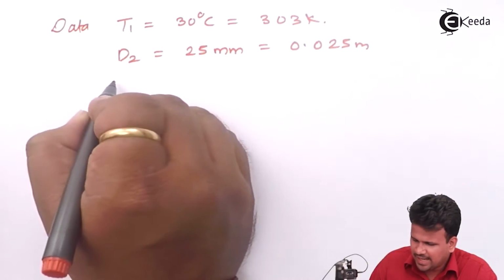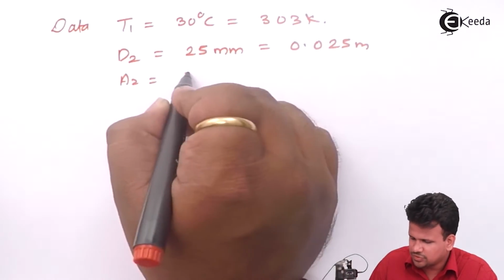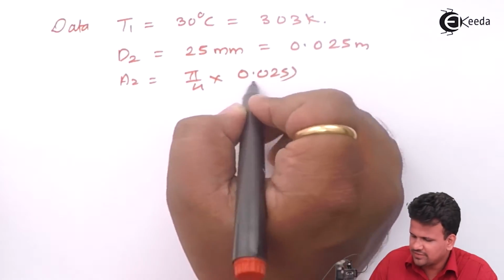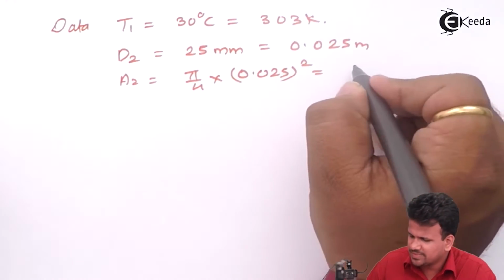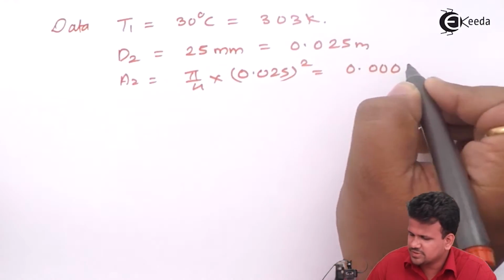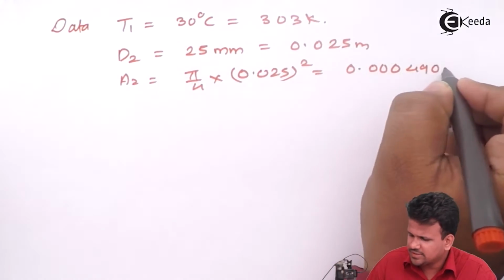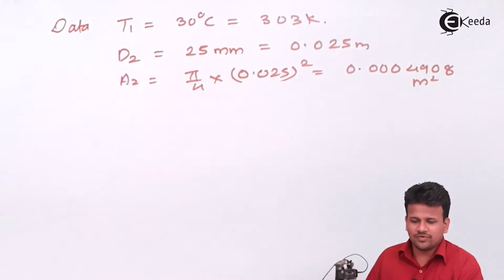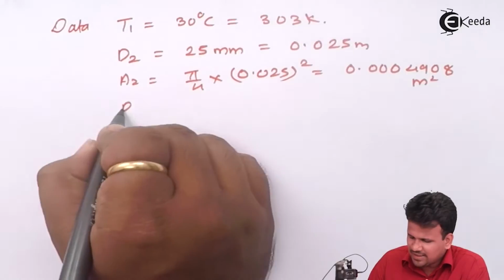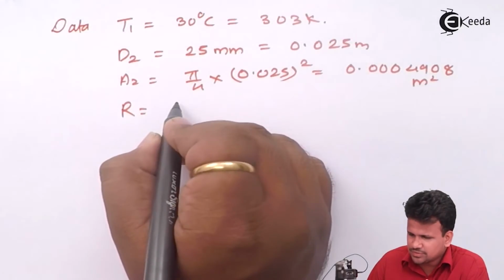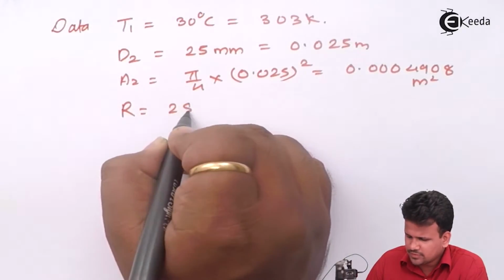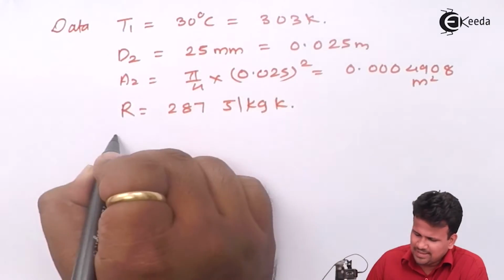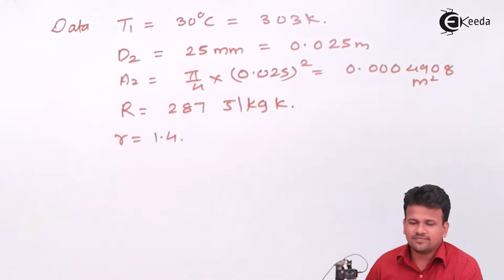So this is 0.025 meters and A2 will be equal to pi by 4 into 0.025 the whole square. So this will be 0.000498 meter square. So we have calculated the area of cross section. Then the value of R they have mentioned, that is equal to 287 joule per kg Kelvin and gamma is equal to 1.4.